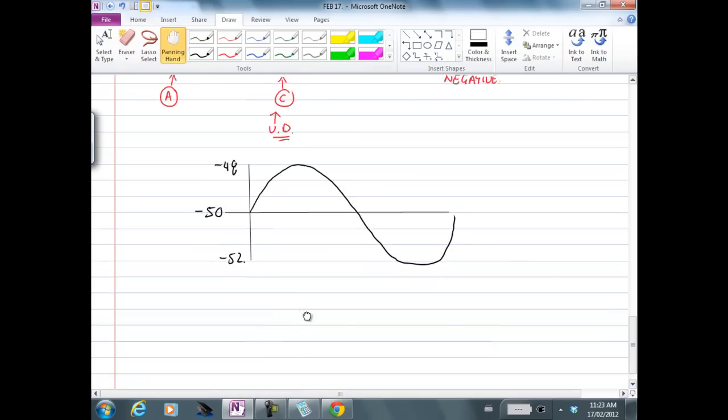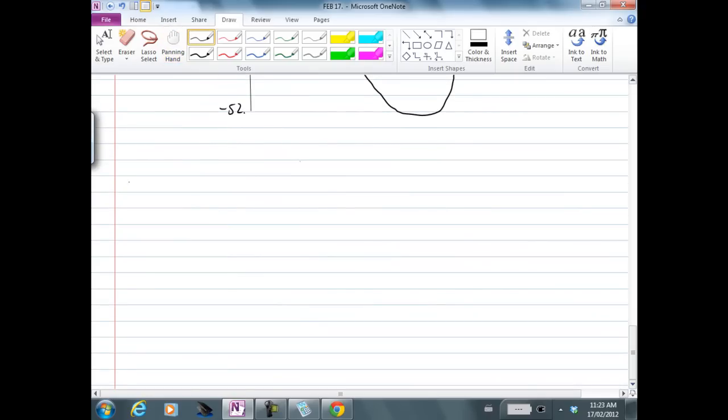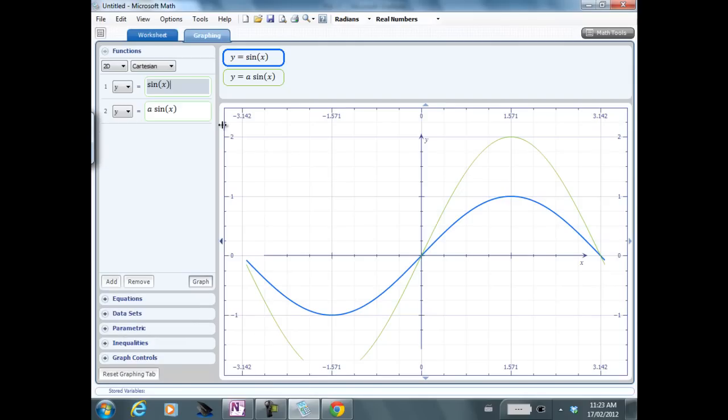A bit more tricky this time. Y equals negative sine x. Again, look at this. This is a negative. There's no numbers here, so here's how this negative works. To show you how this negative works, I'm going to show you and you're going to see what happens.